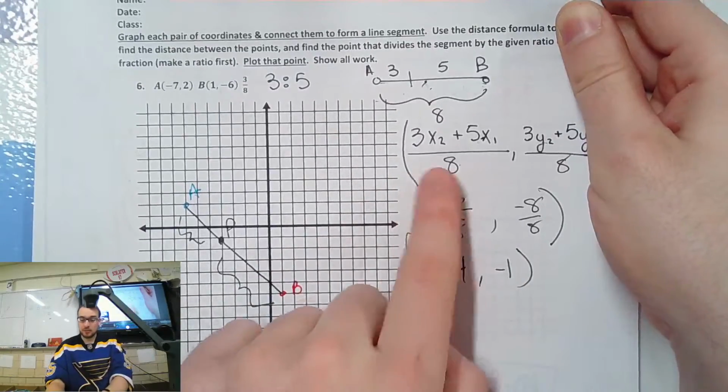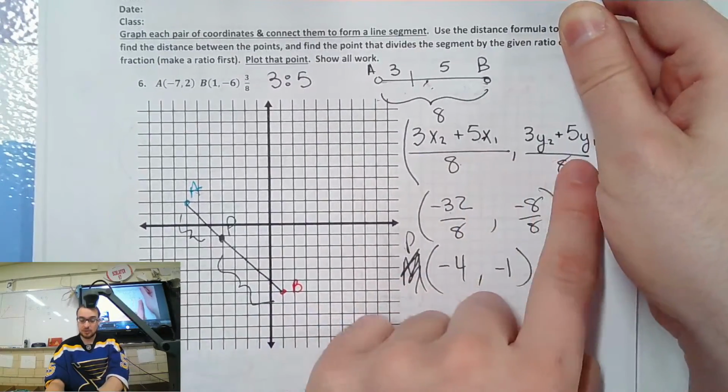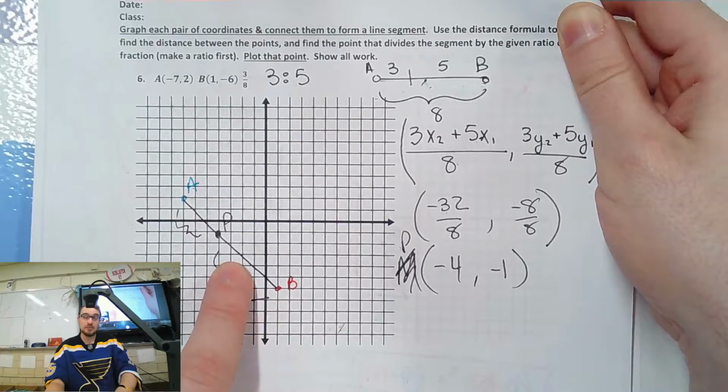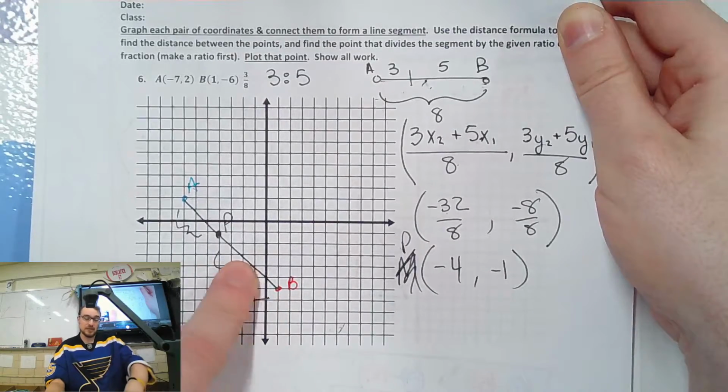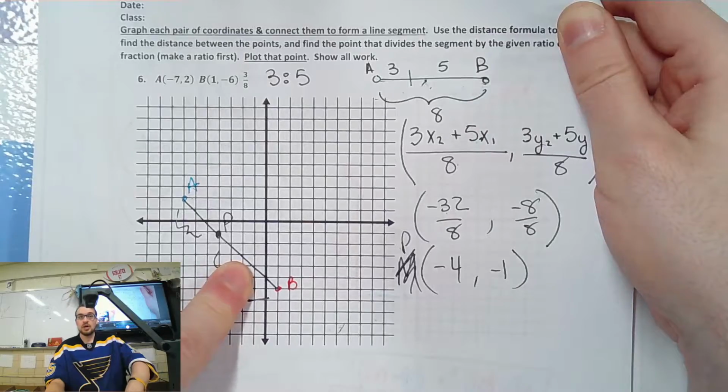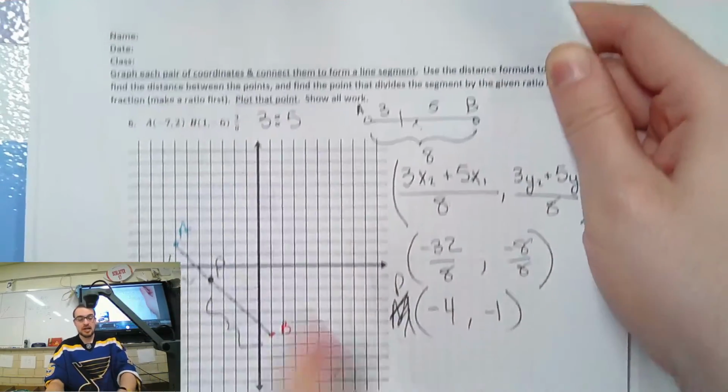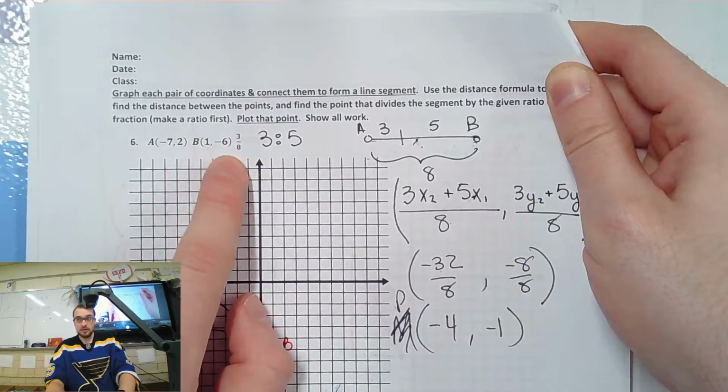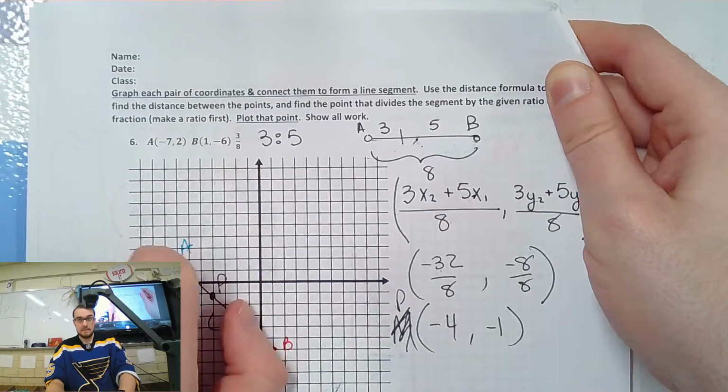Now, if you flipped your X2 and X1 and your Y2 and Y1, you would have got the point that's 3/8 of the way between B and A. Starting on B going to A, you would have gotten this point. Okay? So no bueno. Make sure you do X2 and Y2 first. X2 and Y2 are from here, because that's your destination, right?